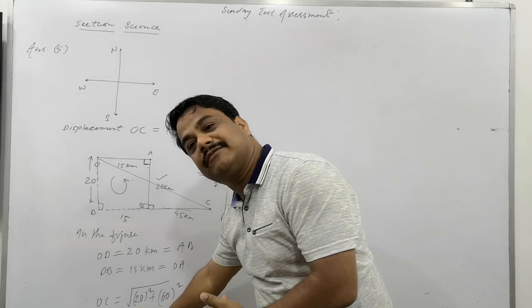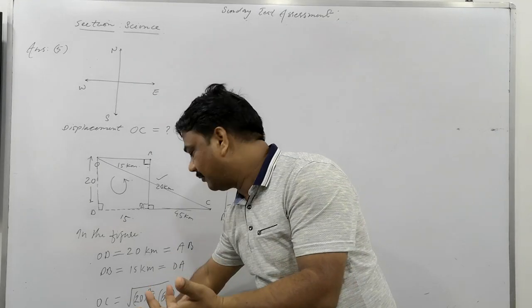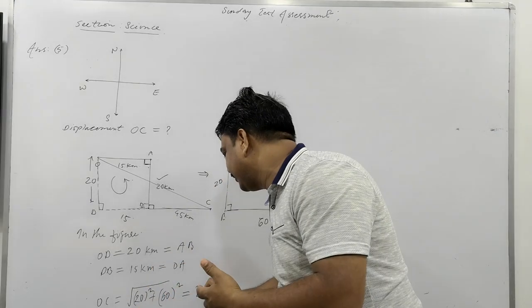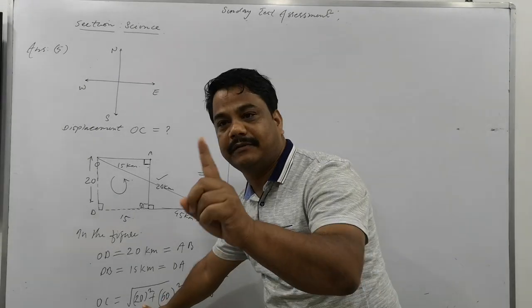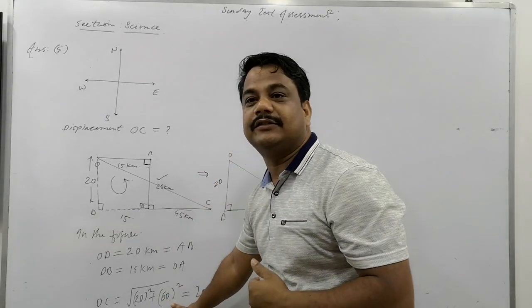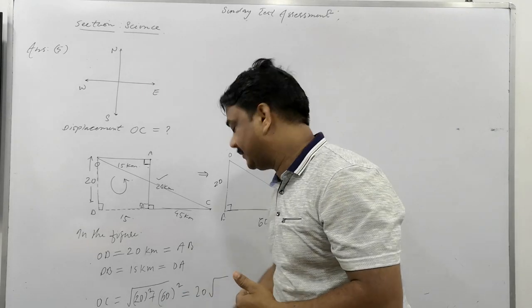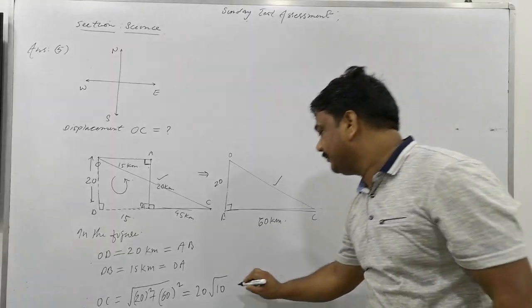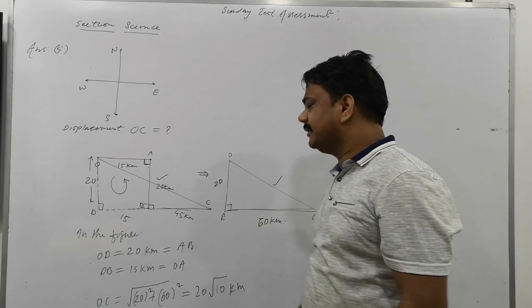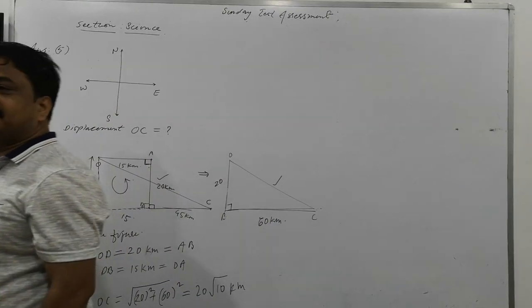So what is common? 2 square and 10 square are common, that is 20 common. Is that clear? What's left in the bracket here? Here 1 only is left and here 3. So 3 square is 9, and 9 plus 1 is 10. Is that clear or not? Whatever comes here is in kilometers. This is the displacement.